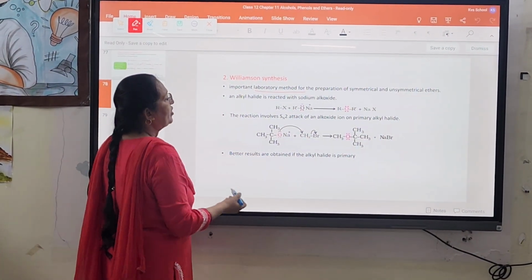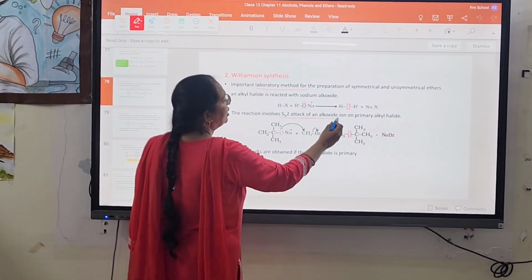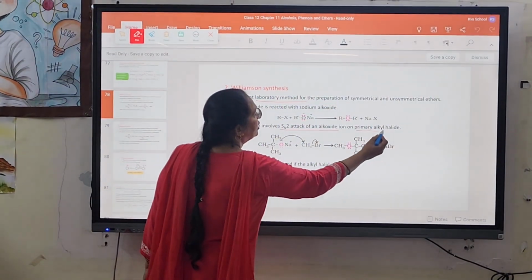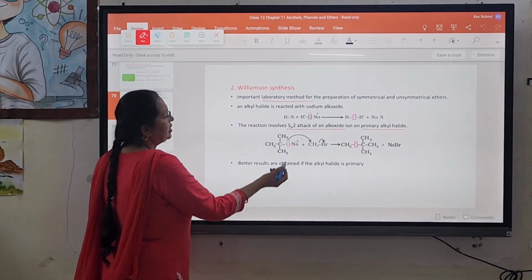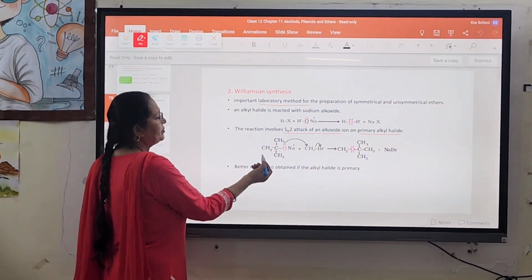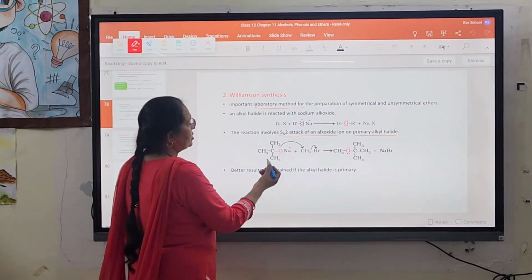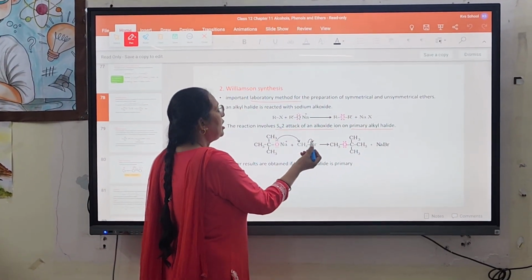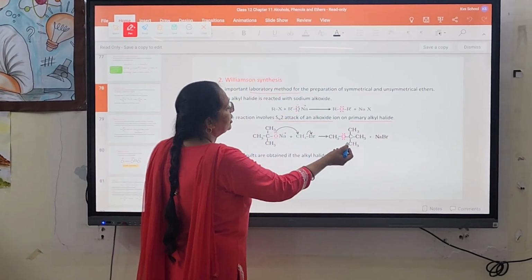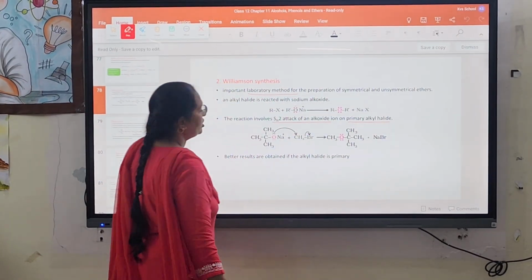The reaction involves SN2 attack of the alkoxide ion on the primary alkyl halide. This is the tertiary sodium alkoxide, and this reacts with the alkyl bromide, and the product is the tertiary ether.